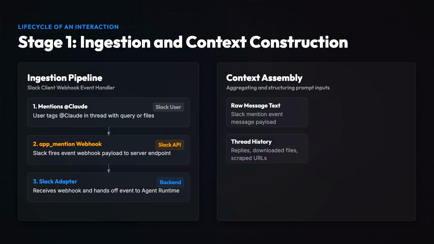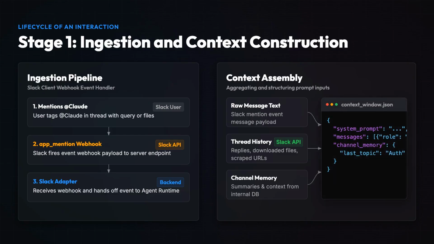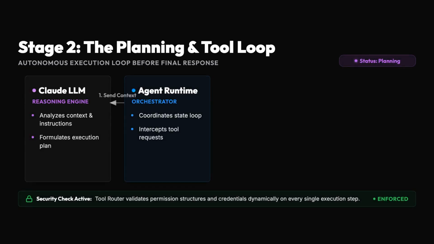It queries the Slack API for the entire thread history using the conversations.replies method. It downloads any attached files, extracts text, and scrapes shared URLs. Simultaneously, the runtime queries its own database for channel memory. It retrieves past conversation summaries and historical contexts related to the files mentioned. The context builder compiles these data sources into a structured context window, ensuring the model has the complete picture before it begins to think.